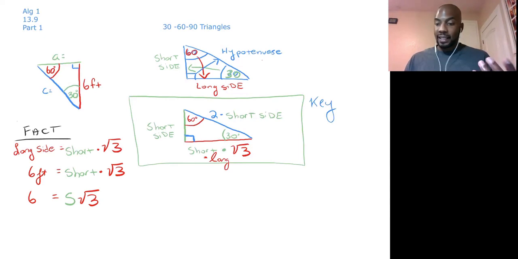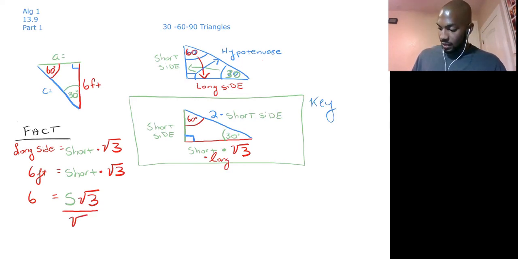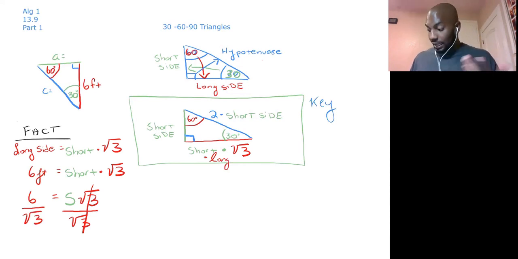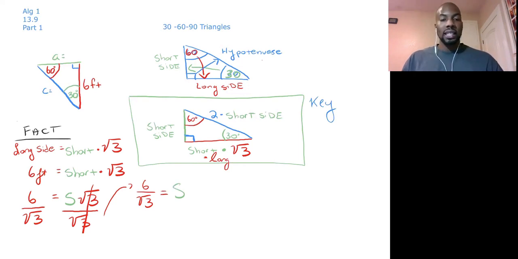Well, how do I isolate the variable? The inverse operation of multiplication is division, so I'm going to divide by rad 3 to this side. That's going to cancel each other out. What I do to one side, I must do to the other. So I'm going to clean this up now. So now I have 6 over rad 3 equals whatever the value for the short side length is.